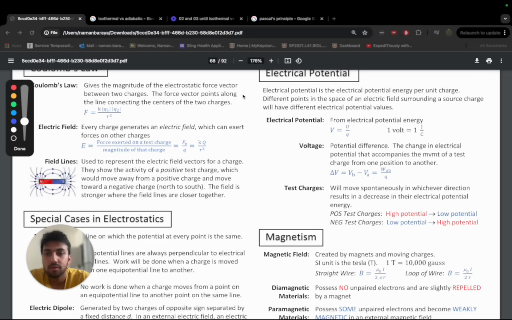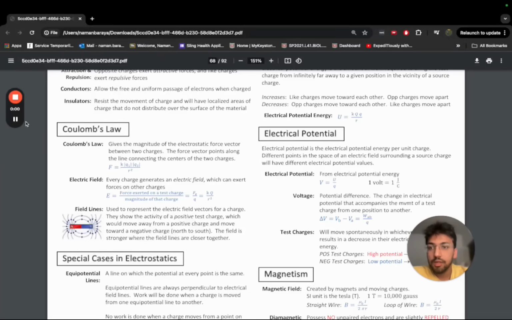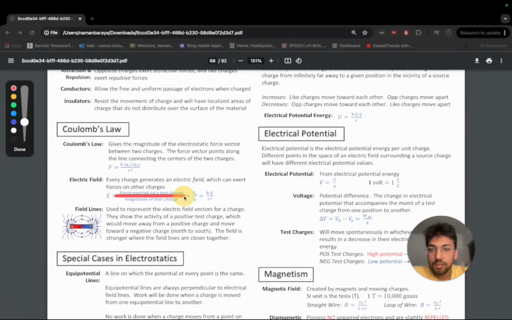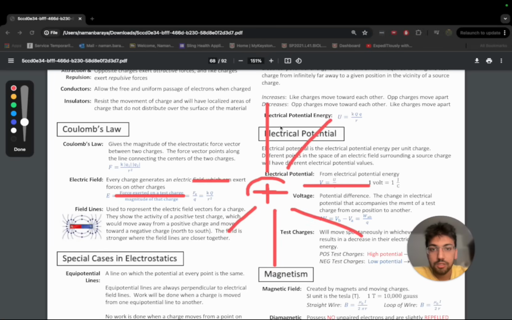You take that charge. To find the electric field, all you have to do is take the force that's exerted on that test charge. So if this is the charge that's creating the electric field, and we have all these lines that are the electric field, and then we have that other charge over here.